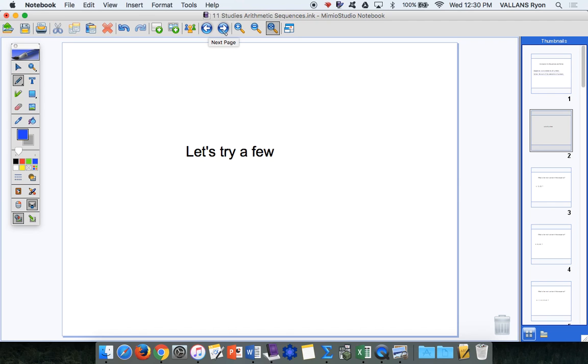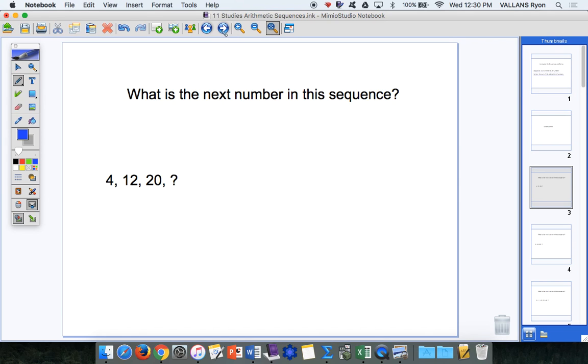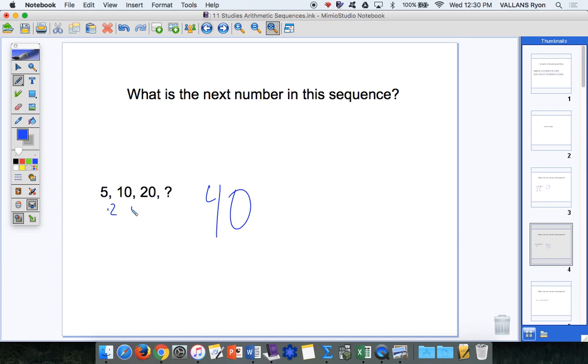See if you can get the following. All you're trying to do within this number pattern is figure out the next one. So what's the next number in this sequence? Should be 28 if you figured out the pattern. So each one of these I'm adding 8 each time. Okay, how about this one? Should have got 40. Each time I'm multiplying by 2. So 5 times 2 is 10, 10 times 2 is 20, 20 times 2 equals 40.